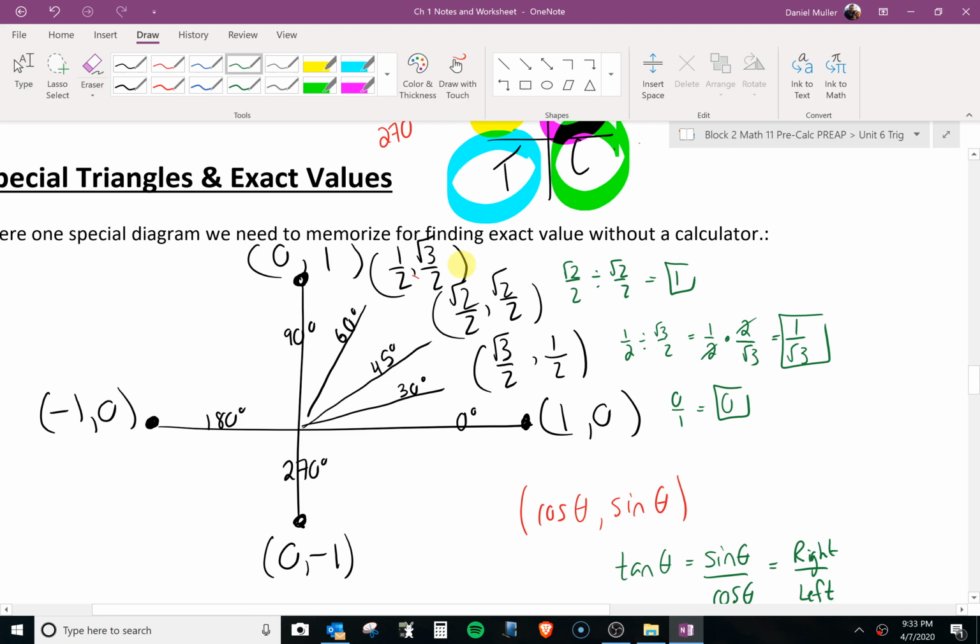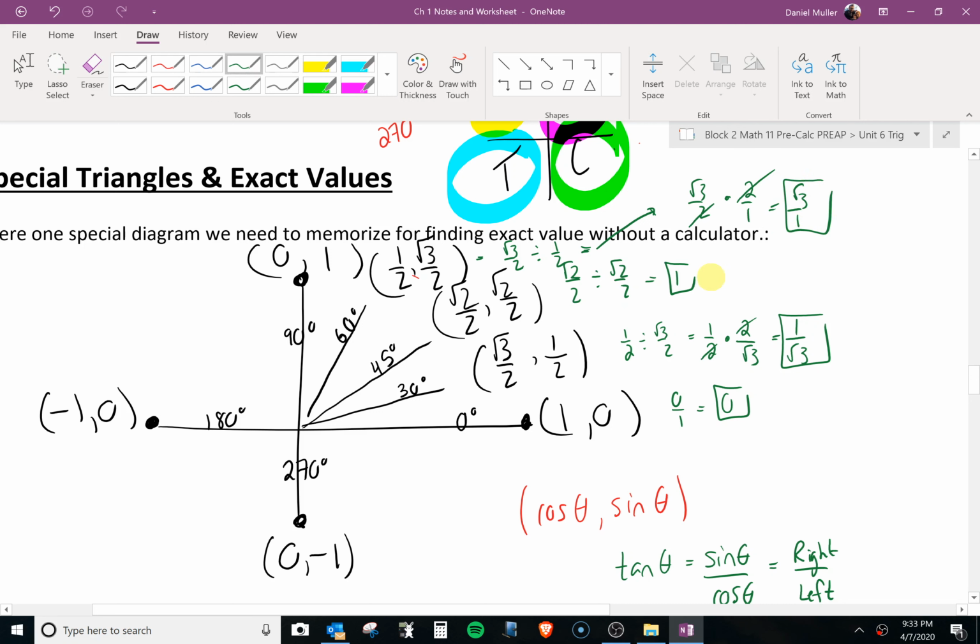And then I get this one, which is getting a little crammed here, but it's the right. Root 3 over 2 divided by a half. Well, that I'm going to go here. Root 3 over 2 times 2 over 1. The 2's cancel out, and I'm left with root 3 over 1.